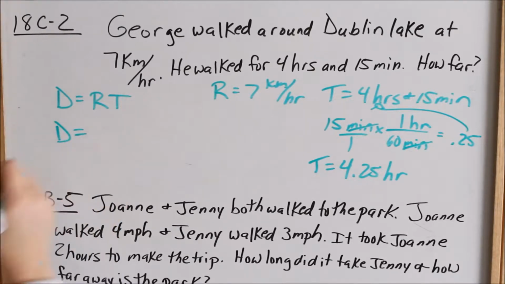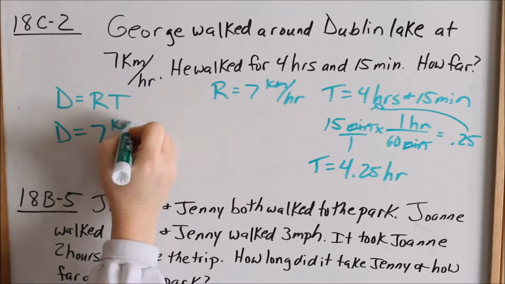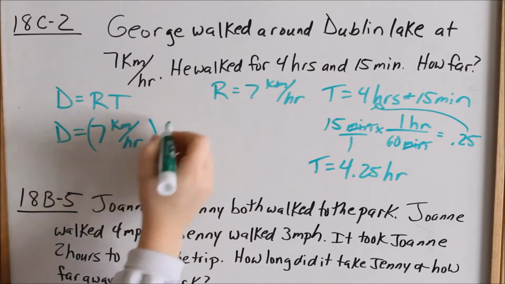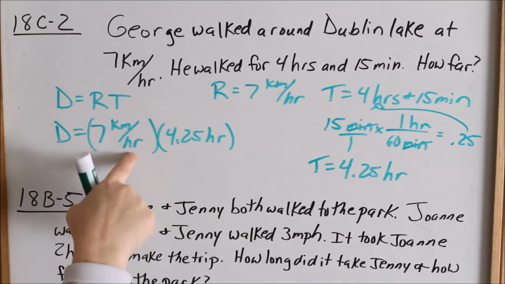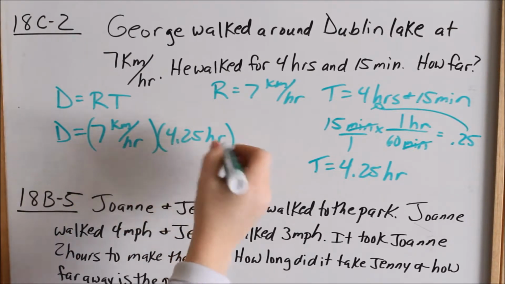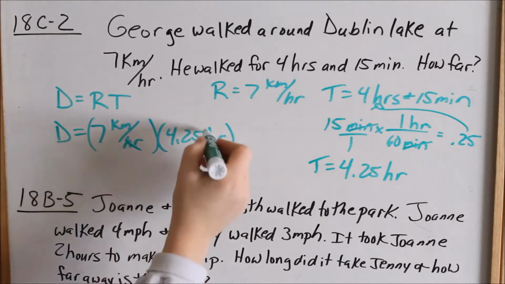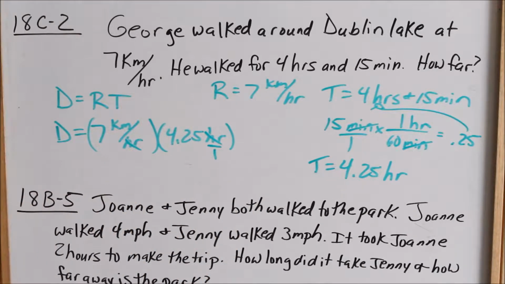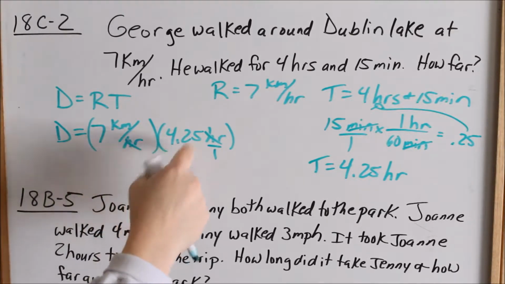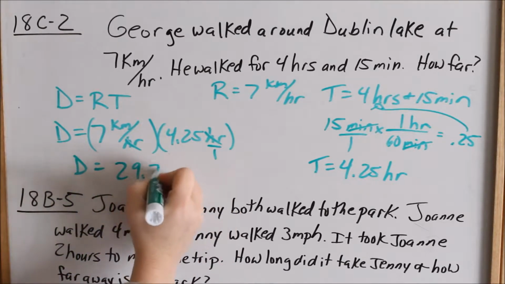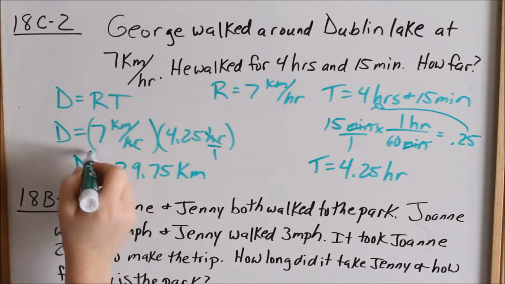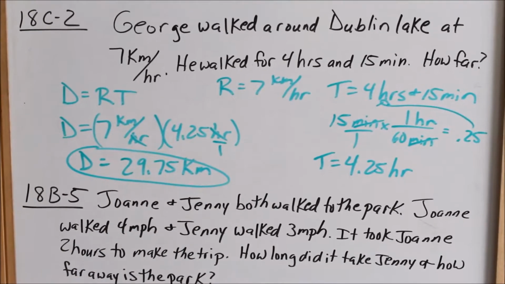So D is what we don't know. We know he went 7 kilometers per hour, and he went for 4.25 hours. Because hours are in the denominator here, and it's really in the numerator here, the hours will cancel, and we're left with kilometers, and that's a distance, so that's good that we're only left with kilometers. So now we're multiplying 7 times 4.25, and his distance is 29.75 kilometers. That's how far he went around the lake.